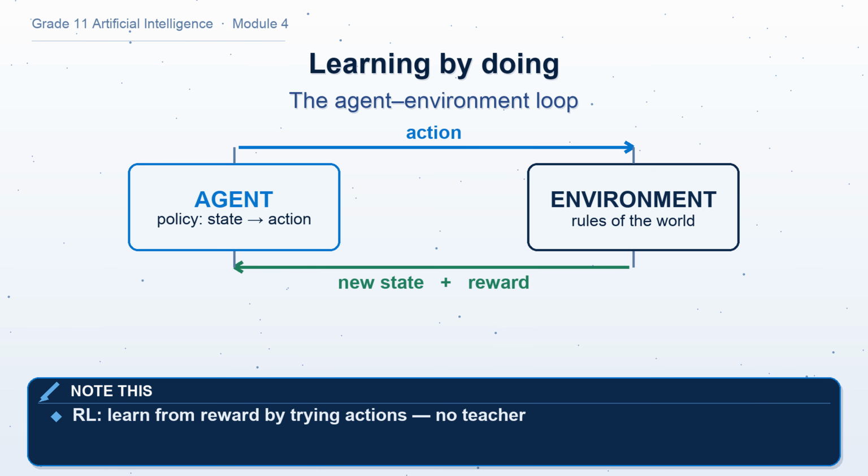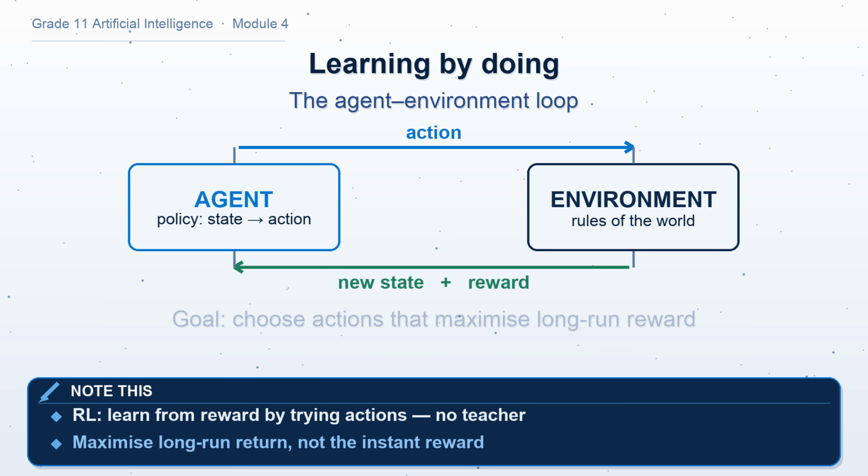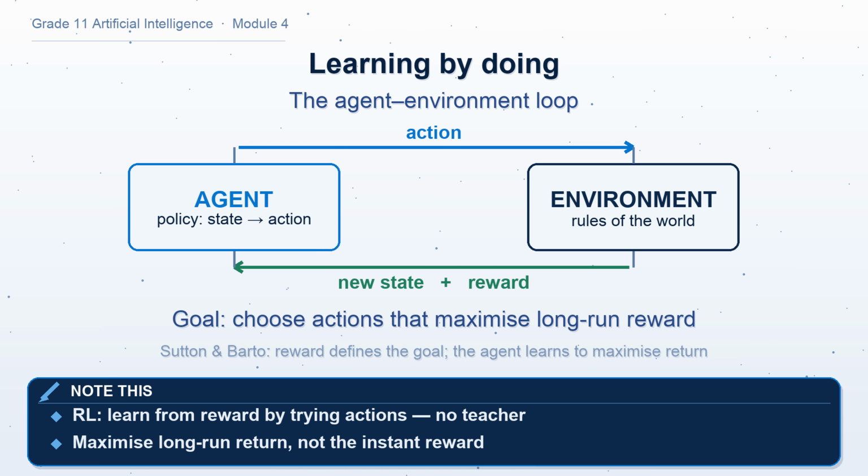The agent learns only from the rewards it collects by trying actions and seeing what happens. Its goal is not the largest reward right now. It is to maximize the return, the total reward gathered over the long run. To reason about this precisely, we need a model of the world, the Markov decision process.